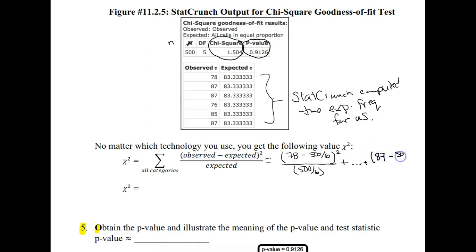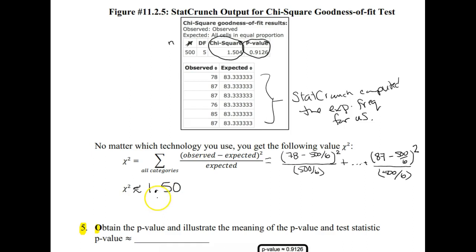87 minus, again, what we expected in that cell, 506, and square that quantity. And again, dividing by what we expected in that cell, which was 506. So again, a lot of key punching if we had to do it, but we don't. We're just going to cheat, and we're going to look at on our output screen where it says our chi-square value there is about, if we round off to 2 decimal places, about 1.50.